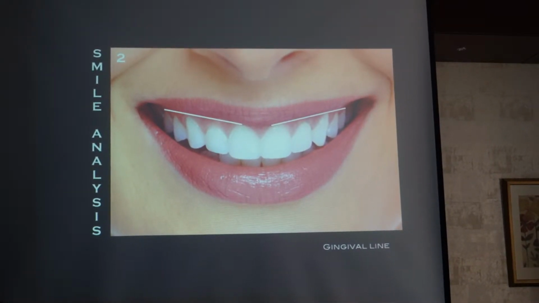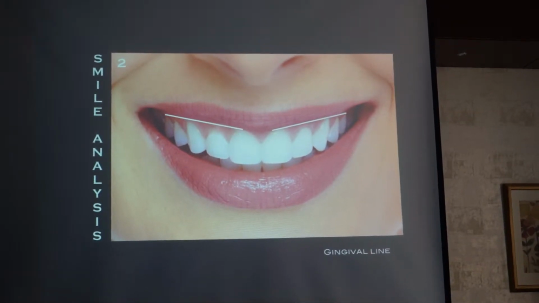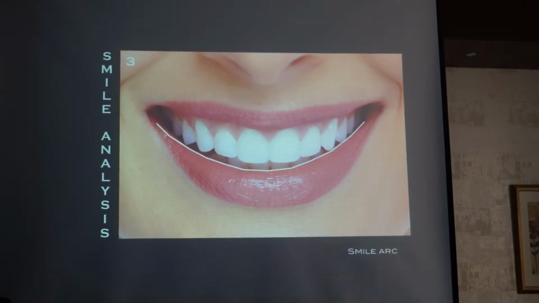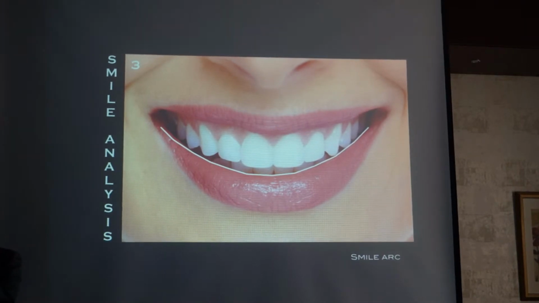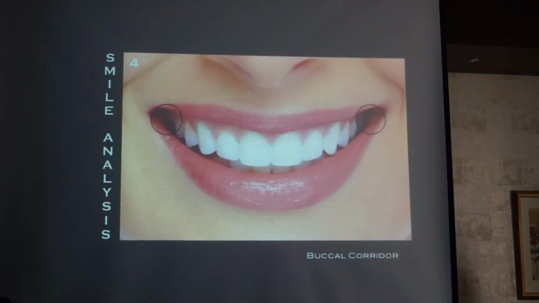A lot of them, by the way, when they smile, can show about 0.5 to 1 millimeter of the gingiva, and you need to focus on that. It's important, you need to put it in your plans. The most important one in the smile view is the smile arc, because you arrange the incisal edge and the cusp tips based on that.